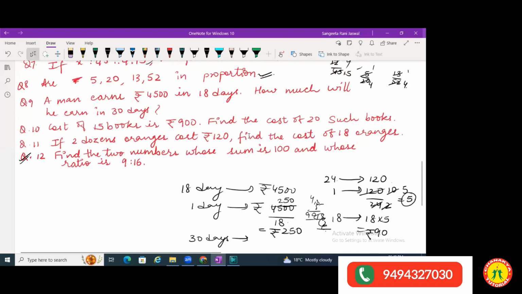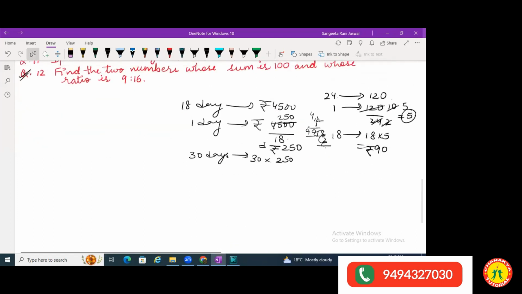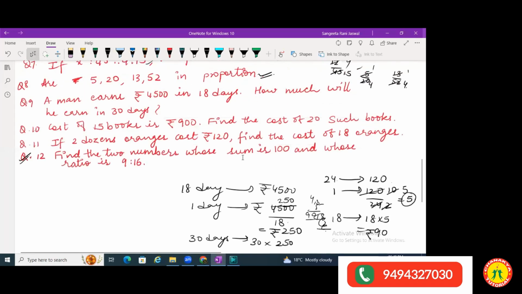So in 30 days he will be earning 30 into 250 rupees. Okay. So when you multiply this, 25 into 3 is 75 and you have 00. So that means in 30 days the man will be earning 7,500. Okay. Understood, Ashwath? Yes, ma'am. Okay, now which other question do you want me to explain?